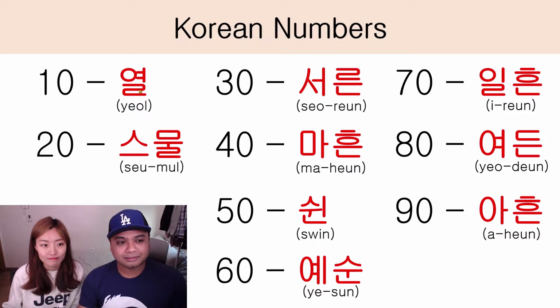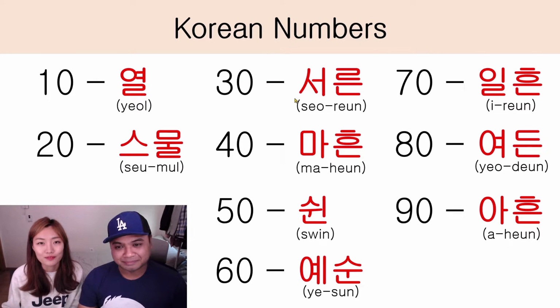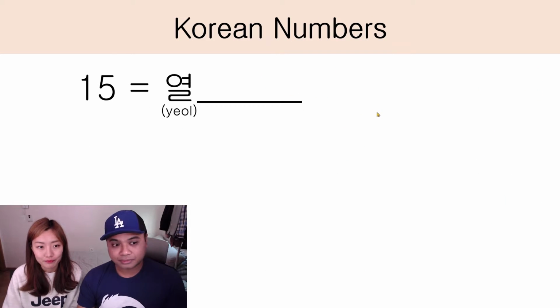So these are all the numbers from 10 to 90 by tens. Just practice these. There's no trick to it. You just kind of have to memorize it, right? Yeah. So now we have some examples.